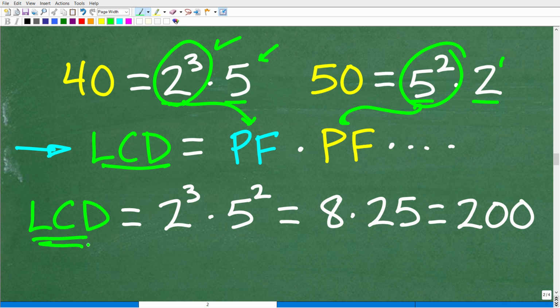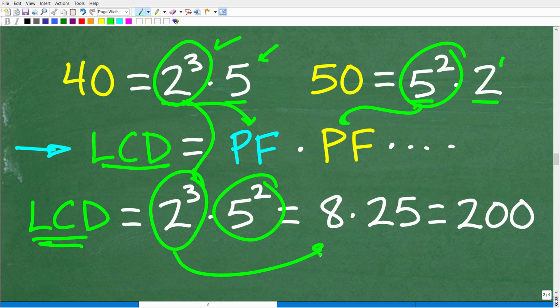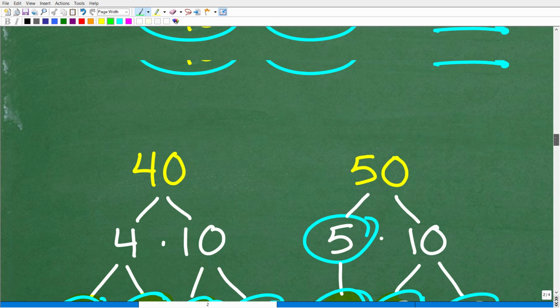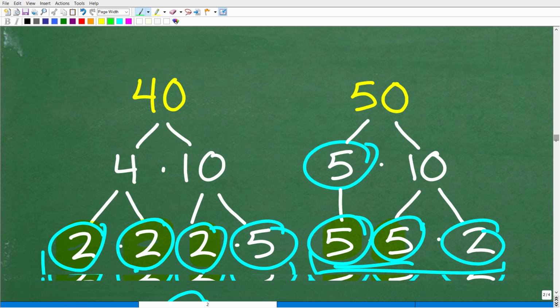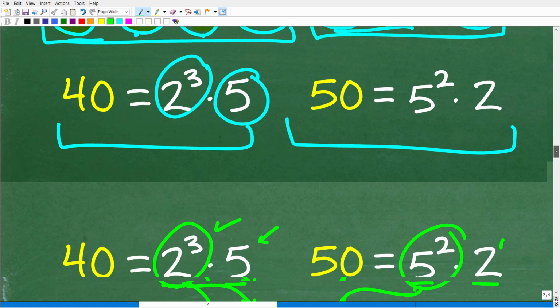So the lowest common denominator between 40 and 50 is going to be 2 cubed, that's the highest power of 2, and 5 squared, which is the highest power of 5. So 2 cubed is 8, and 5 squared is 25, so 8 times 25 is 200. Now, we would have gotten to 200 on our little multiple list here if we would have kept going, but again, this is not a practical way to find the LCD.